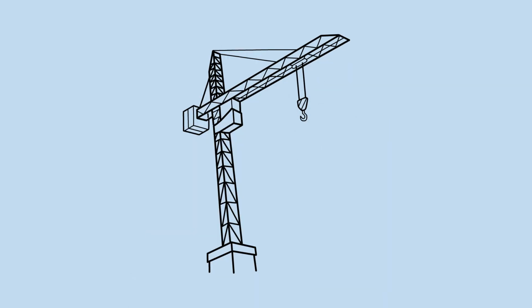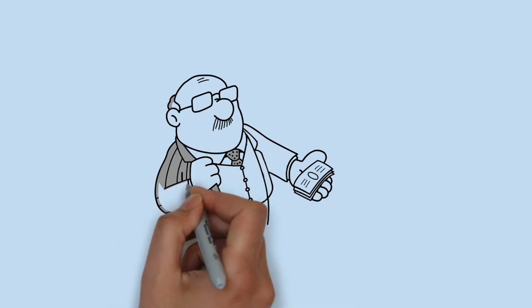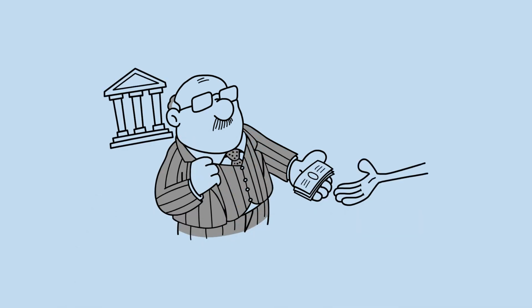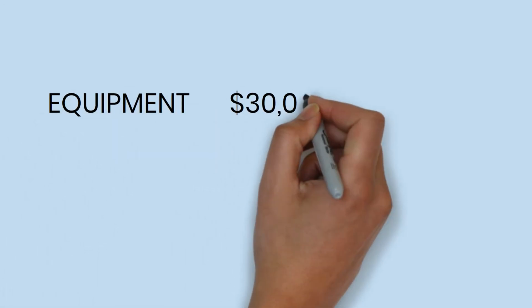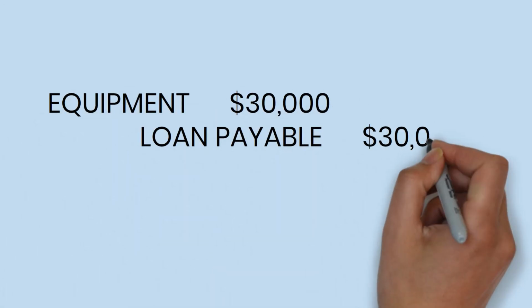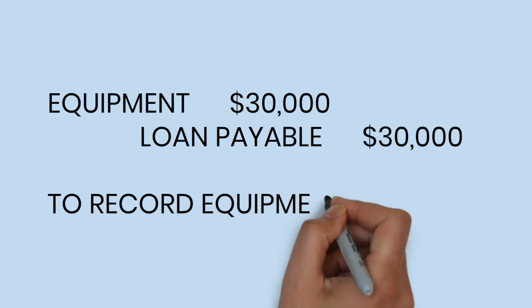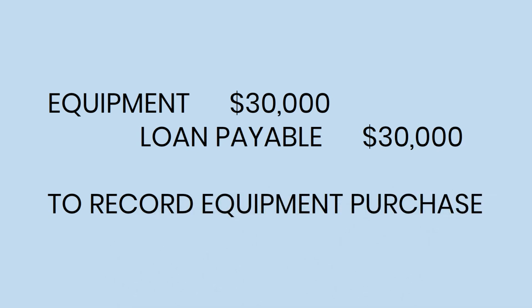The next example is that you buy equipment for your business. The equipment costs $30,000, and the equipment is going to be used for much more than 1 year. So when you make the journal entry, you can't debit equipment expense because the equipment is being used over many years.